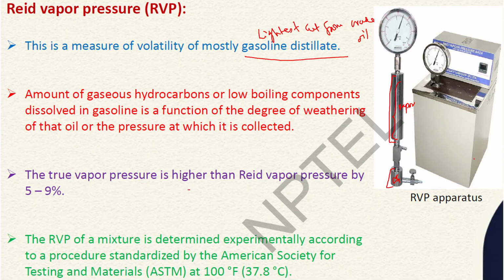The true vapor pressure is higher than the read vapor pressure by 5 to 9%. The read vapor pressure of a mixture is determined experimentally according to a procedure standardized by the American Society for Testing and Materials, at 100 degrees Fahrenheit, or 37.8 degrees C. So this water is heated up to 100 degrees Fahrenheit, or 37.8 degrees C.